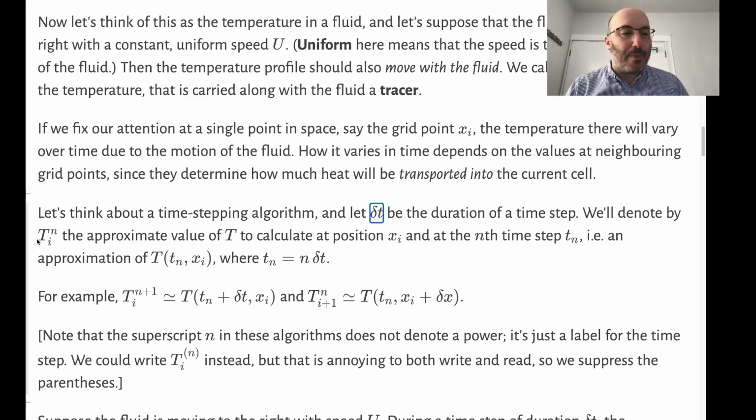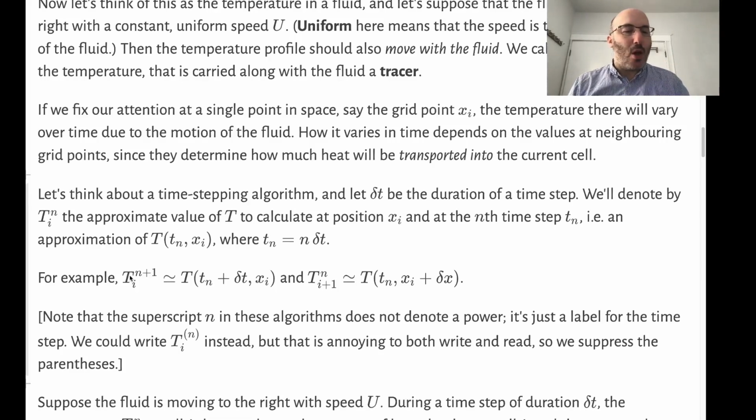So let's denote by capital T superscript n subscript I the approximate value of the temperature at time step number n and at the grid point number I. This is what we need to calculate with our algorithm for each n and I. So this is the discrete approximation of the temperature field. And just a remark that n here is not a power, it just denotes a label labeling the nth time step.